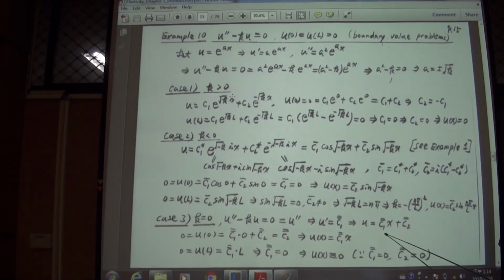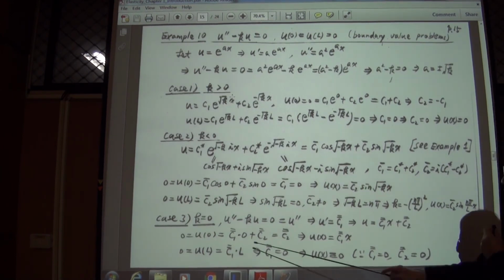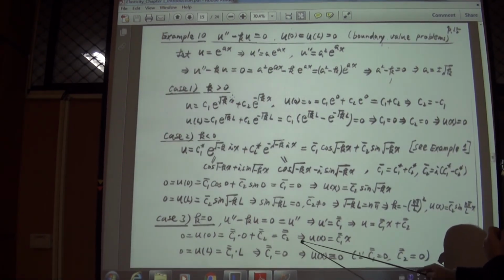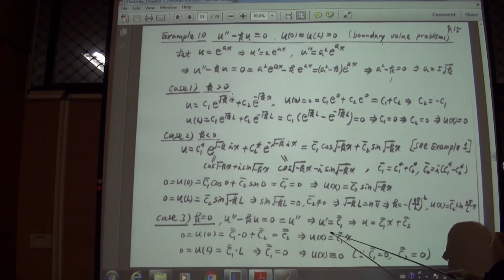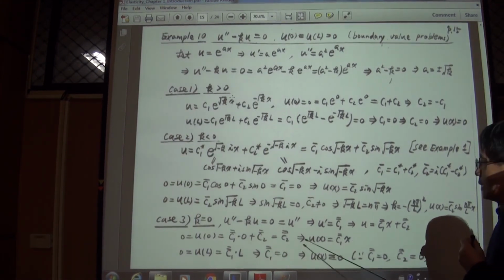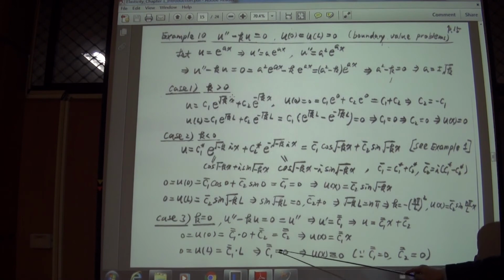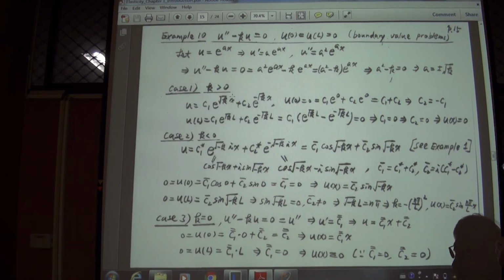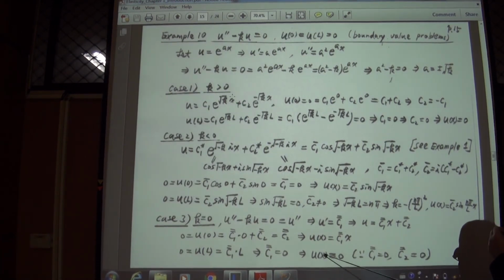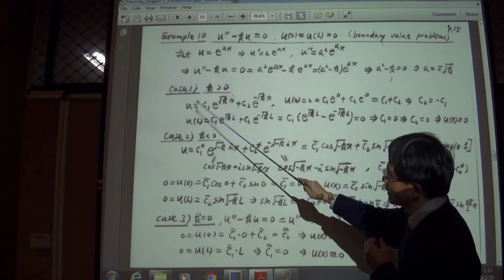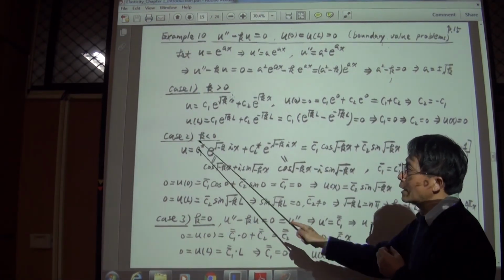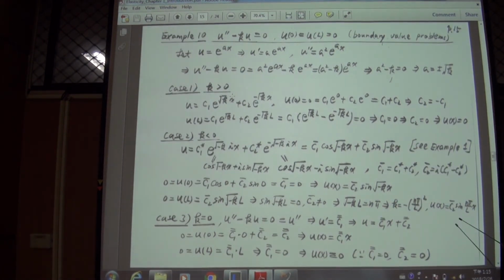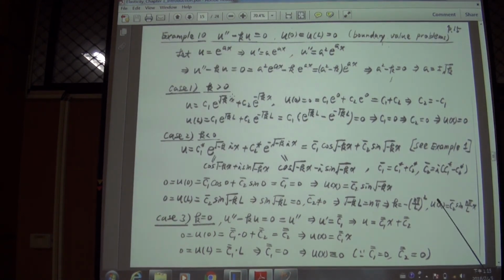So once again, we put the boundary condition inside this function, and then you can figure out that C2 equals 0, and then U(x) equals C1 x. You put it here, and you figure out that C1 also equals 0, so U equals 0. In case 3, you can figure out by yourself very easily that U equals 0 again. So in case 1, case 2, case 3, only case 2 will give us a useful result, and this useful result is related to the Fourier series.